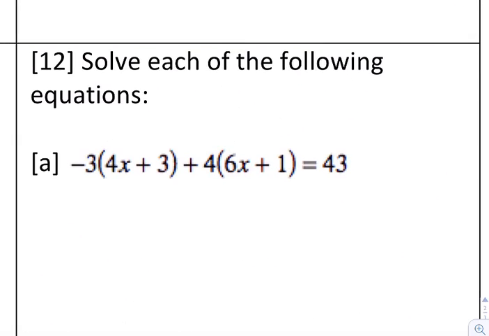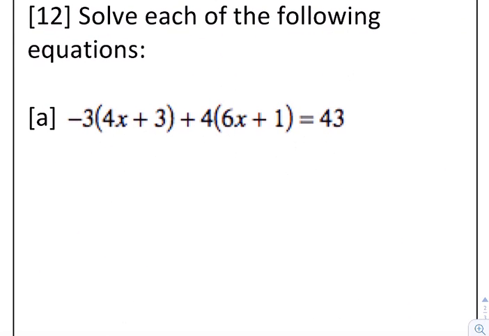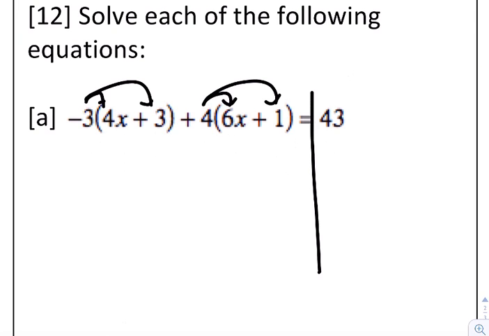All right, last problem of this homework set. Let's do some algebra. So we have some simplifying to do first. So it looks like we have to do some distributing. In fact, two sets of distributing. Negative 3 times 4x makes negative 12x. Negative 3 times 3 will make a negative 9. 4 times 6x will give us 24x's. And then 4 1s will just give us 4.